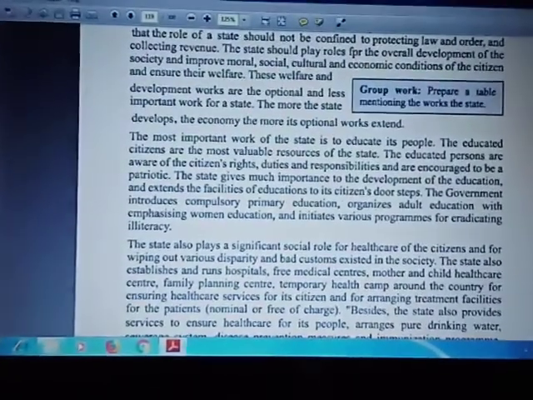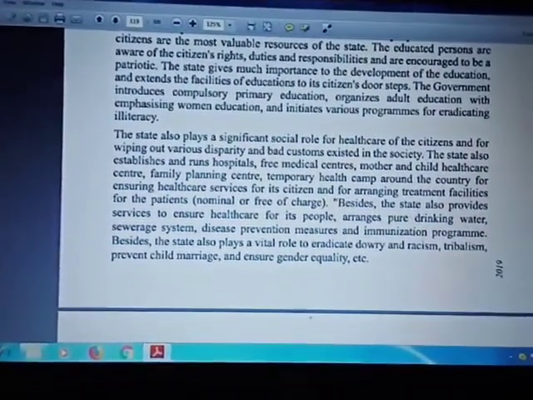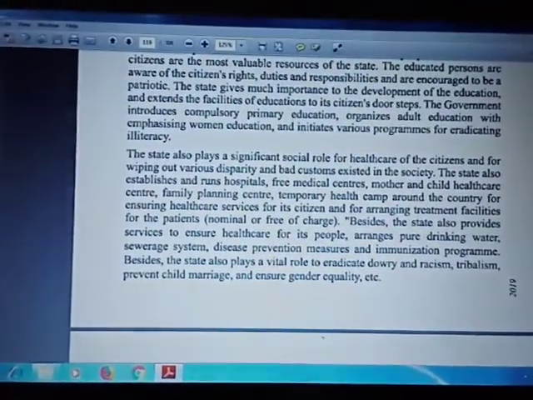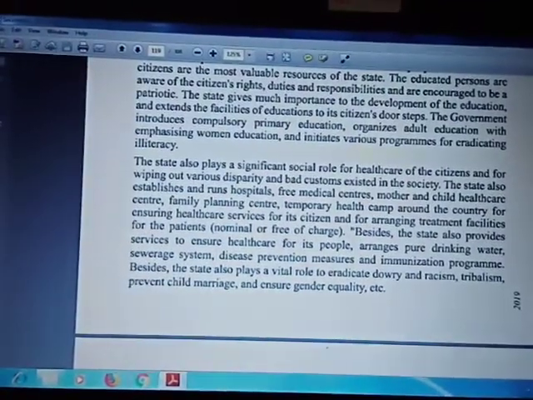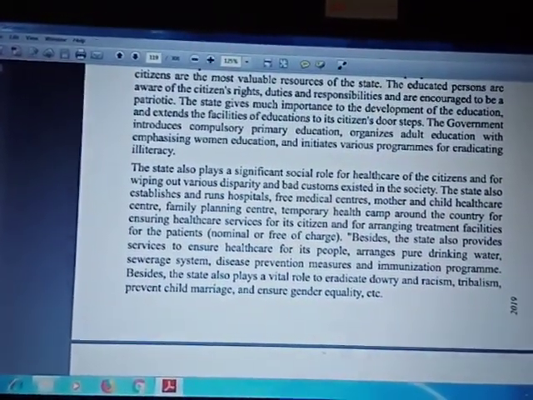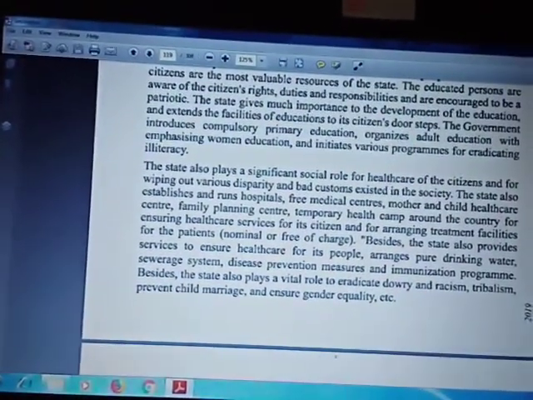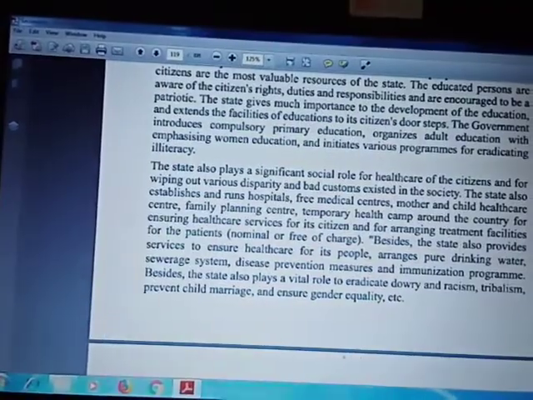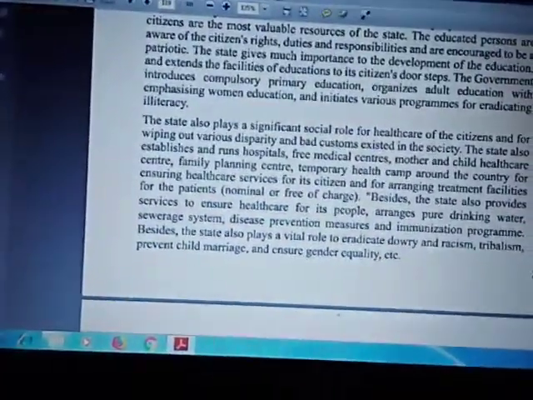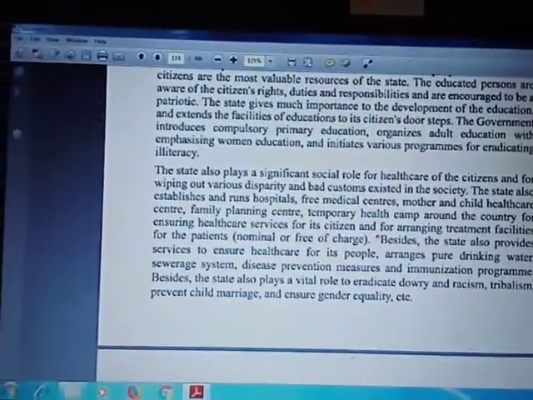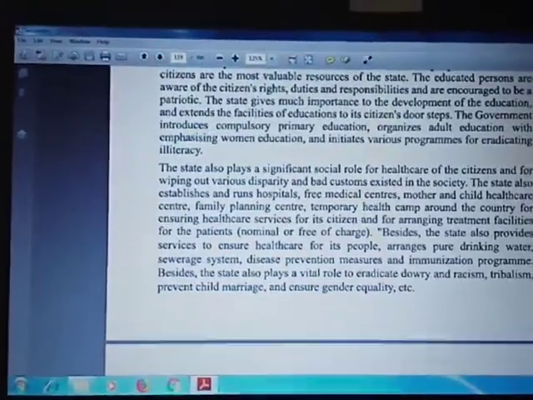The state also plays a significant social role for healthcare of the citizens and for wiping out various disparity and bad customs that exist in the society. The state also establishes and runs hospitals, free medical centers, mother and child healthcare centers, family planning centers, temporary health camps around the country for ensuring healthcare services for its citizens and for arranging treatment facilities for the patient, at nominal or free of charge.